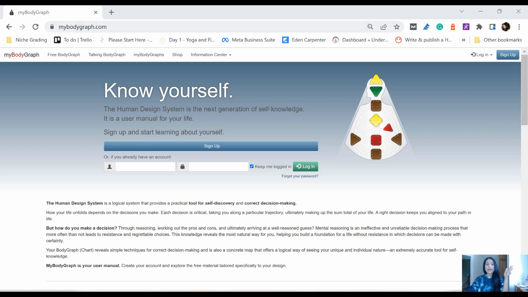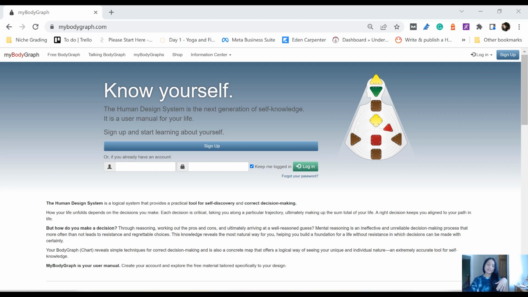Okay, so here I am. I am on mybodygraph.com, and I'll leave a link to the site in the description box down below. I do want to let you know this is not what I use. I use a different site. I'll leave a link to that as well, but that is a paid service, and it's a paid service for a reason. It goes into very detail into your human design body graph.